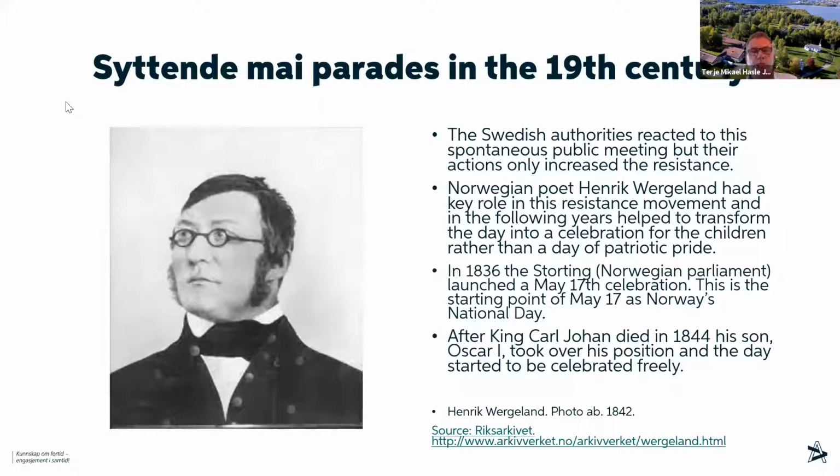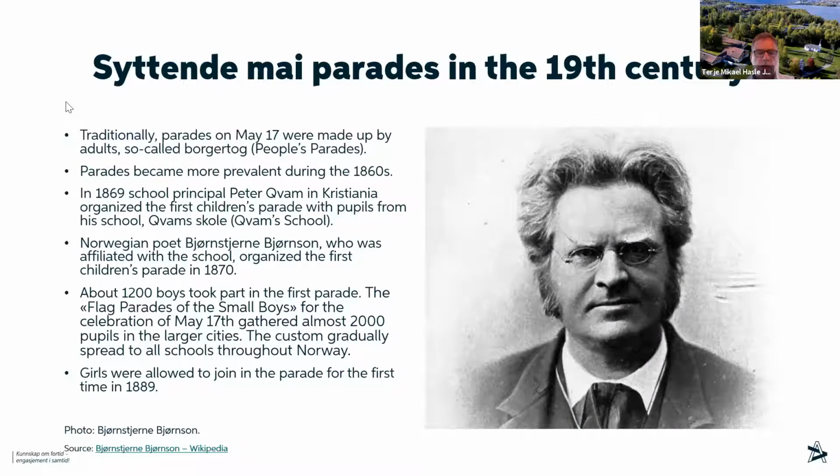In 1836, 22 years after the Constitution was signed, the Norwegian Parliament launched a May 17 celebration. And this is the starting point of May 17 as Norway's National Day. King Karl Johan, who opposed celebrations, died in 1844, and his son Oscar I became king, and he was more liberal towards celebrations than his father. So then people could celebrate National Day more freely.